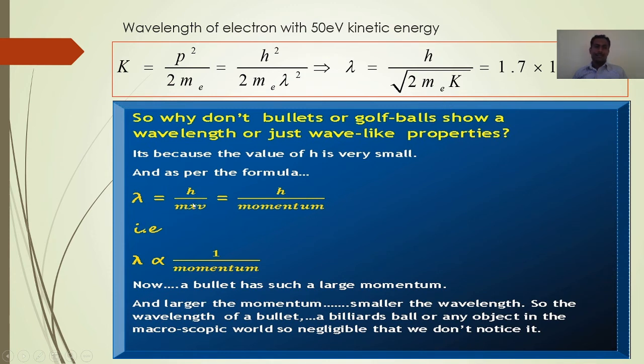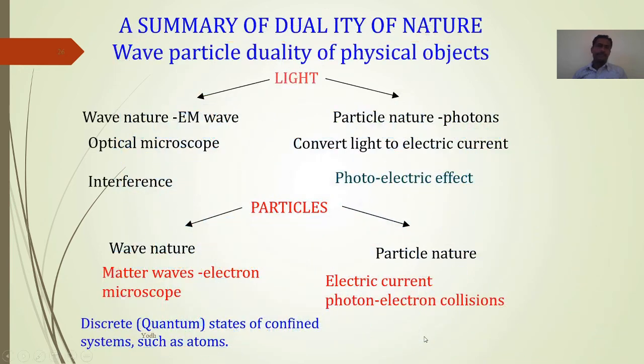So lambda is equal to h upon momentum, and lambda is inversely proportional to the momentum. A bullet has a very large momentum, and the larger the momentum, the smaller the wavelength. So the wavelength of a bullet, a billiards ball, or any object in the macroscopic world is so negligible that we can't notice it.